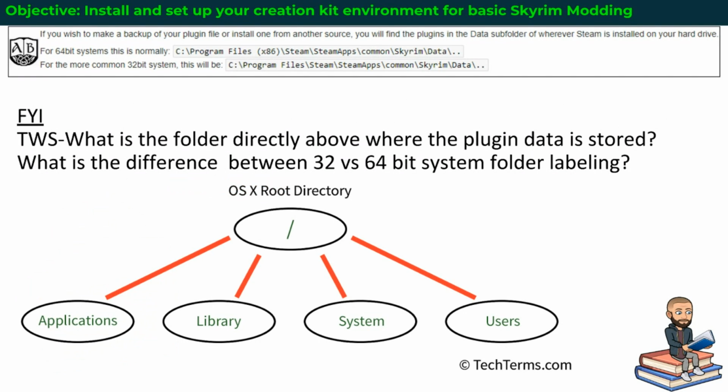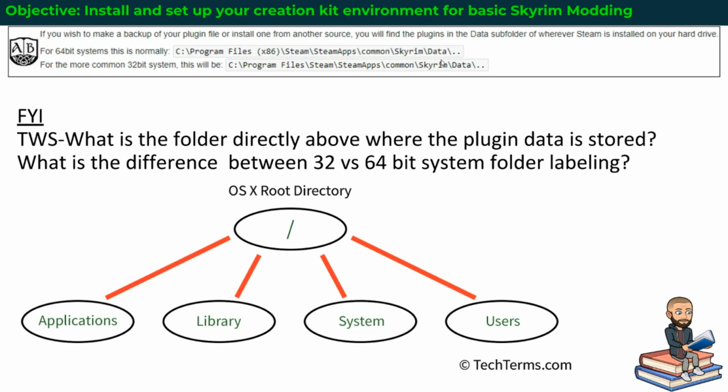So we're talking quite a bit about files, and in the tutorial it says if you wish to make a backup of your plugin file or install one from another source, you will find the plugins in the data subfolder or wherever Steam is installed on your hard drive. So then it says for a 64-bit it's here, and then for 32-bit it's here. Notice the difference. If you don't understand the difference between 64 and 32, I have a great video explaining that. But everything seems to be the same.